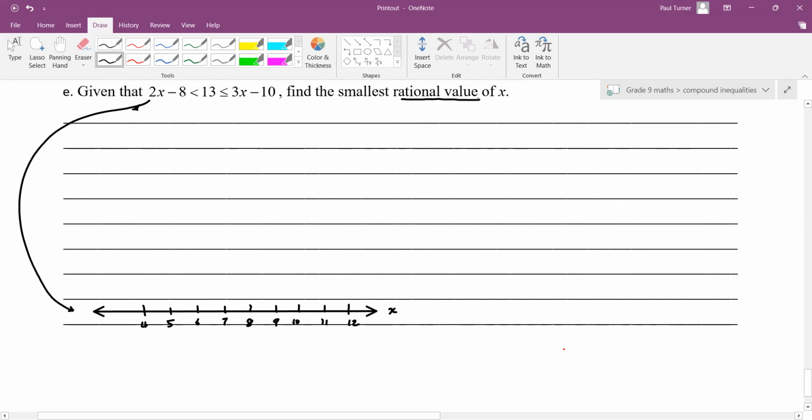Now, most of you probably don't know what a rational number is. So let me explain. A rational number is any number that can be written in the form A on B. So these are going to look like fractions. A on B, where A and B are integers.